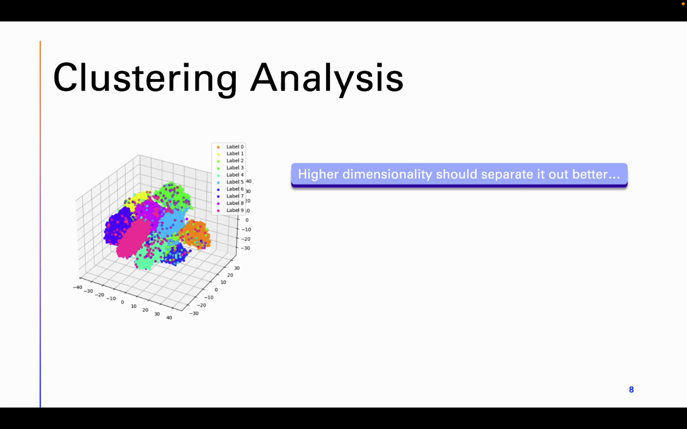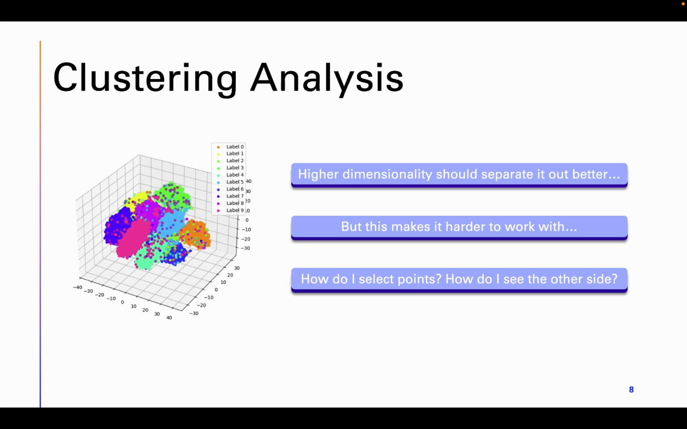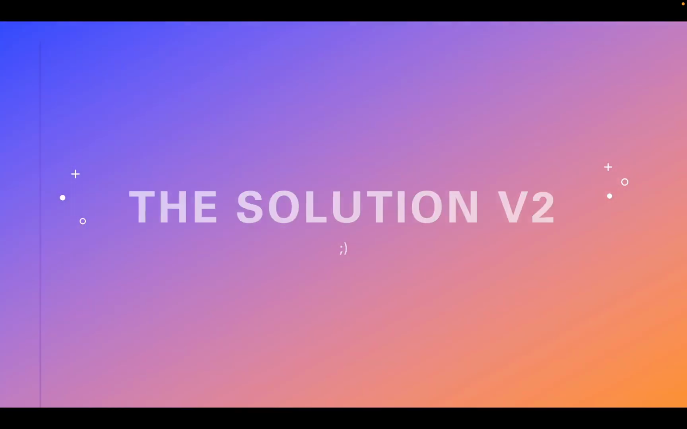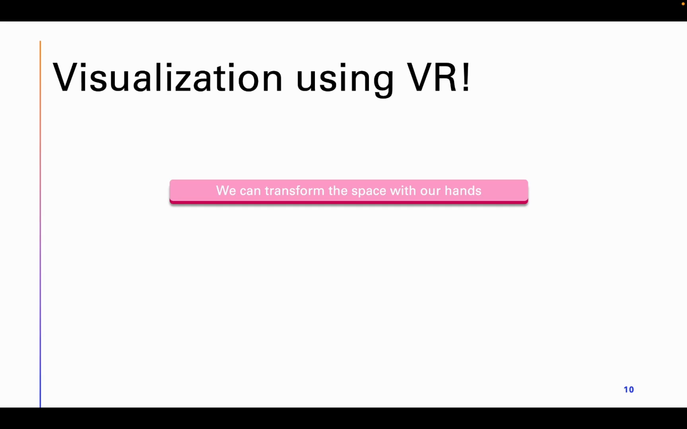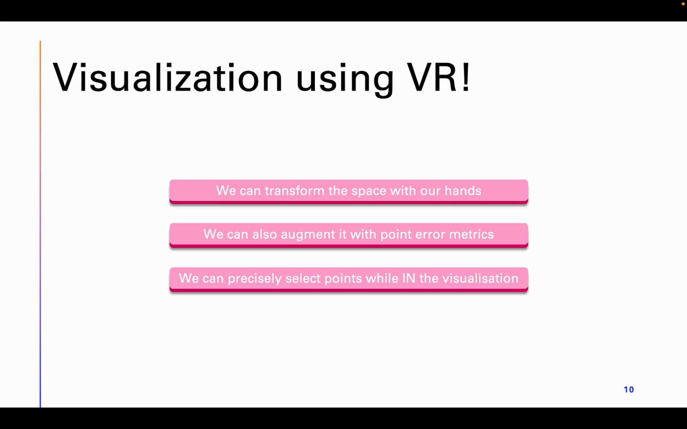We could also use a higher dimensionality, so 3D, that could separate it out better. But this makes it harder to work with. How do I select these points? How do I see the other side? So our solution is, can we use virtual reality to visualize this? What if we could transform the space with our hands? What if we could resize it and manipulate it? We could augment points with point error metrics and precisely select specific points while in the visualization.